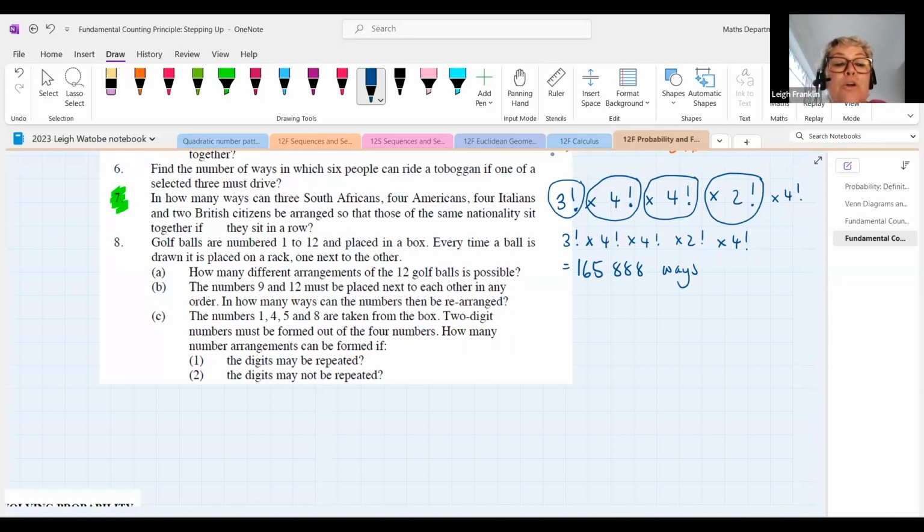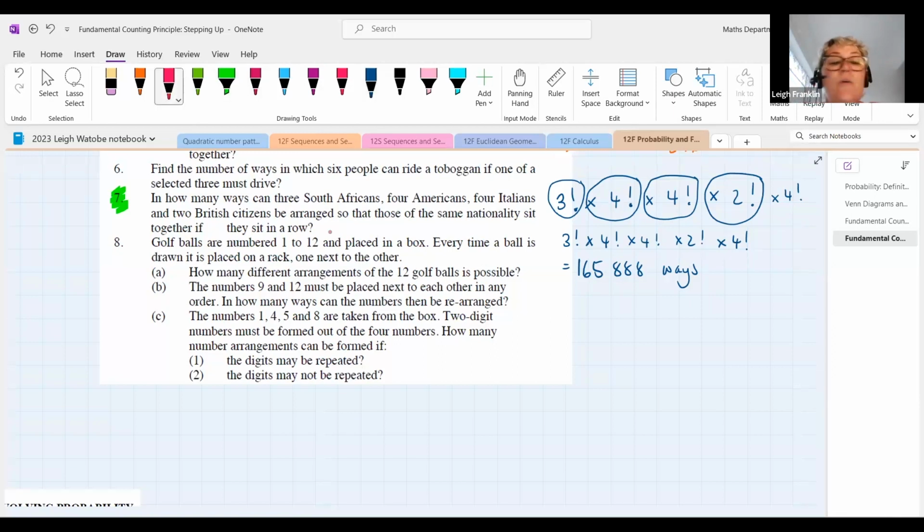Okay, so they're talking about golf balls and they have been numbered 1 to 12 and placed in a box. Every time a ball is drawn, it is placed on a rack, one next to each other. So you can see we've arranged them in a row. In part A, it says how many different arrangements of the 12 golf balls is possible?